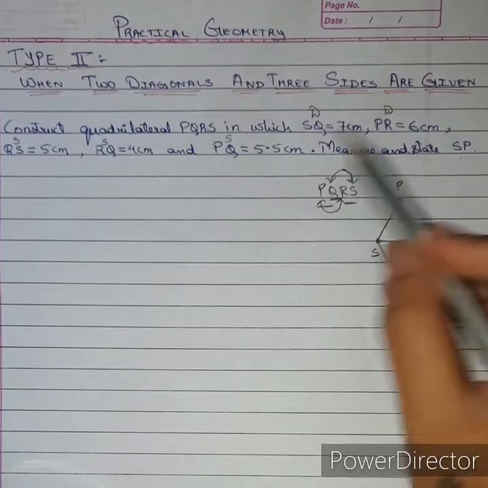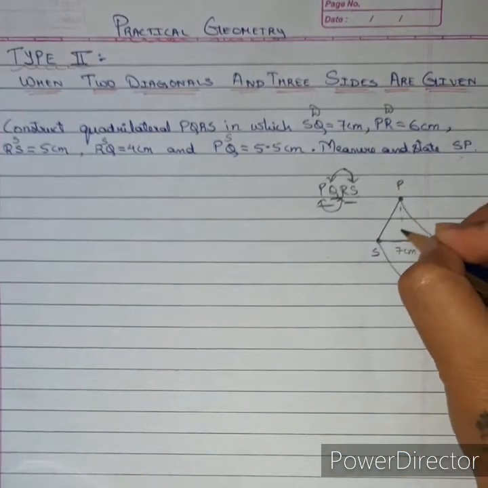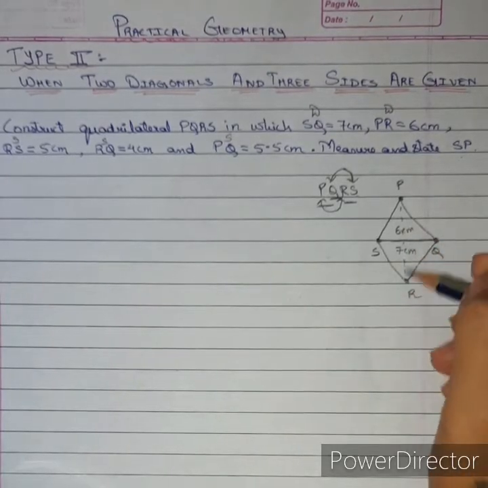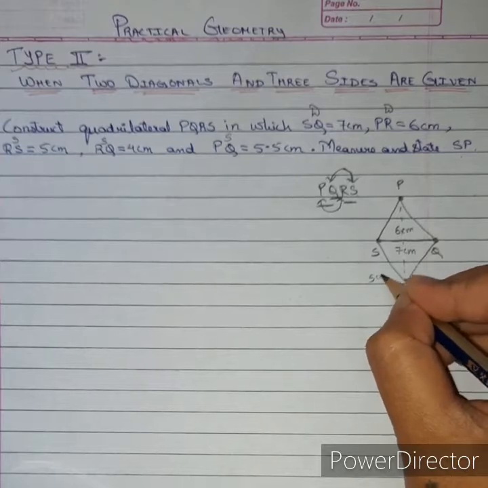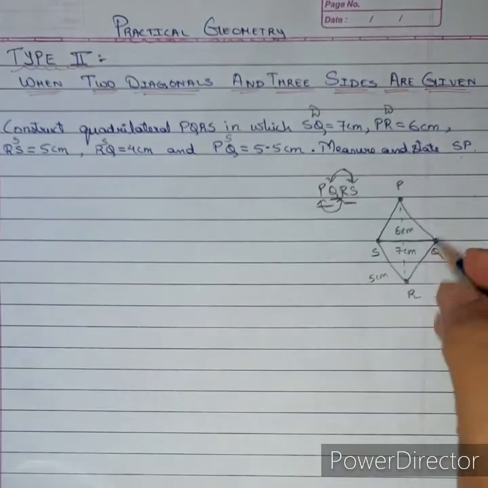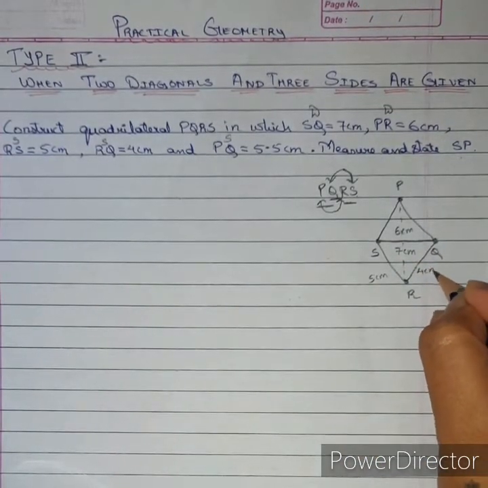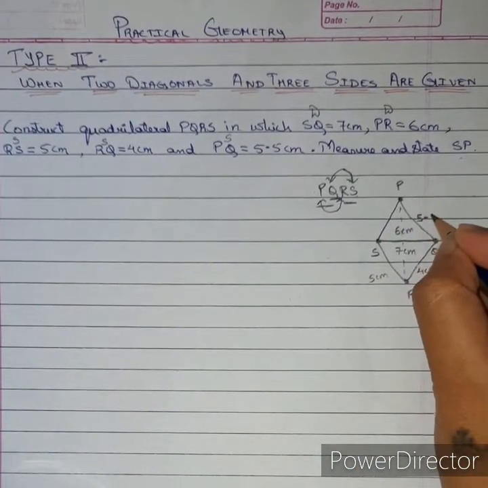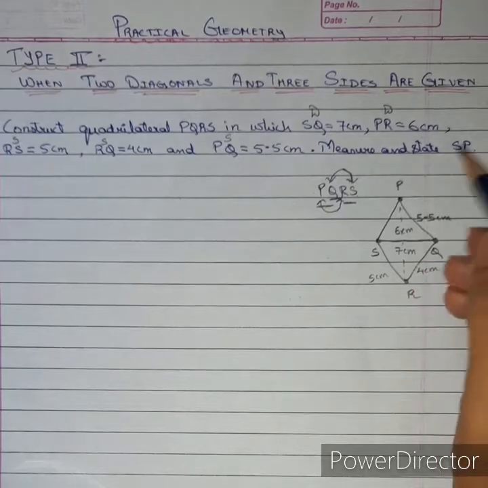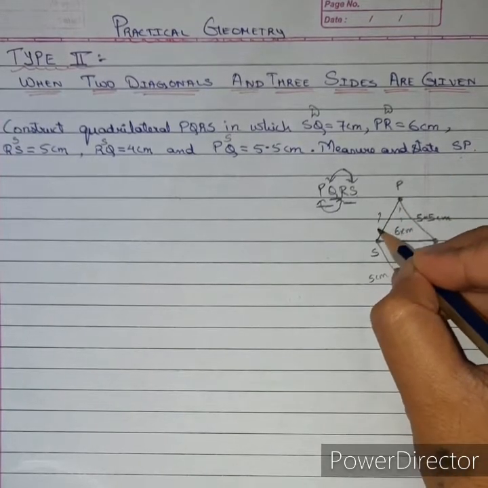We know also the second diagonal is 6 cm, PR. RS is given as 5 cm. RQ is given as 4 cm. PQ is given as 5.5 cm. Measure and state SP.